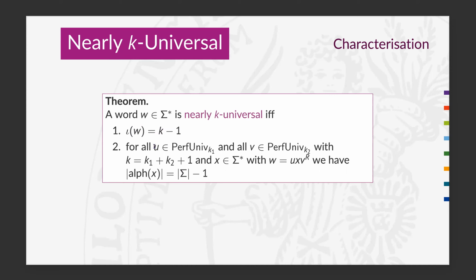So U is a perfect universal word, meaning I have no rest, and we call it perfect universal, and I'm coming from the left. V is a perfect universal word, and since it's reversed here, I'm coming from the right, and I have this middle part here. And this middle part misses exactly one letter from the alphabet. Since I'm doing it for all U and V, I'm moving U, so the length of U, the number of arches, through the complete word. Okay, so we now have a characterization for nearly K universality.